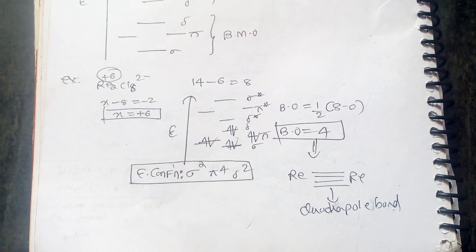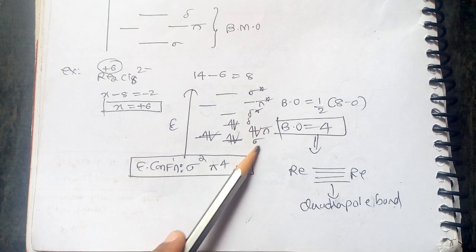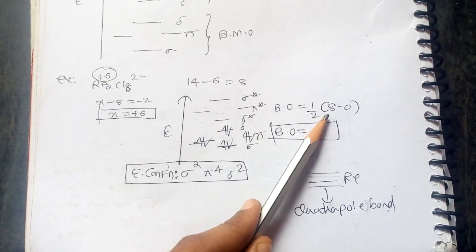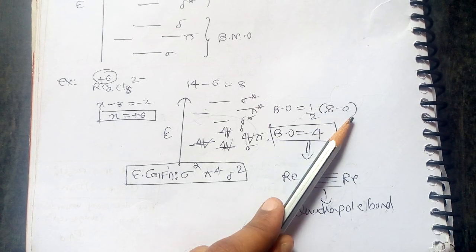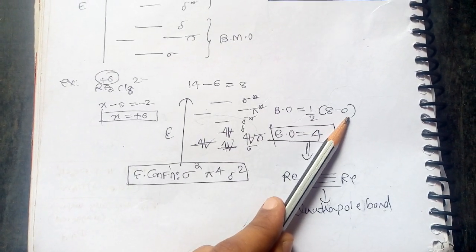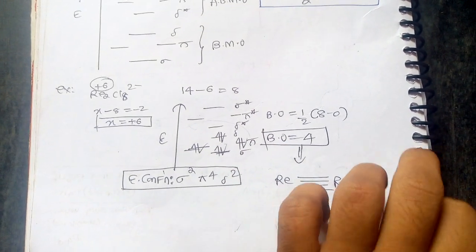We have to fill 8 electrons here, like this. In the bonding molecular orbitals, only these 8 electrons are filled. So bond order is half of bonding electrons minus antibonding electrons. Bonding electrons are 8 and antibonding electrons are 0. So bond order is 4. Here Re to Re is a quadruple bond.